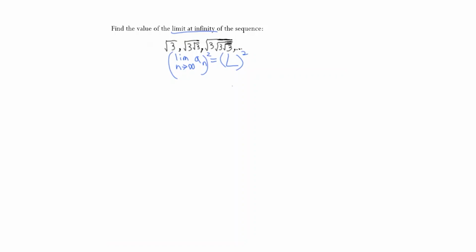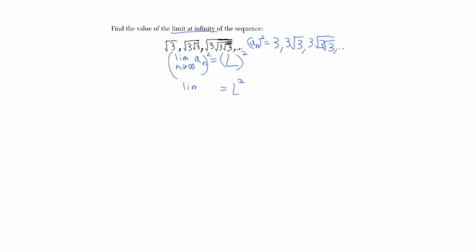I'm just going to walk through the process. And once you square both sides, a of n will not remain the same, because a of n squared will get 3, comma, 3 square root of 3, square root of 3, square root of 3, and so on and so forth. So for me, it was actually easier to look at this backward.